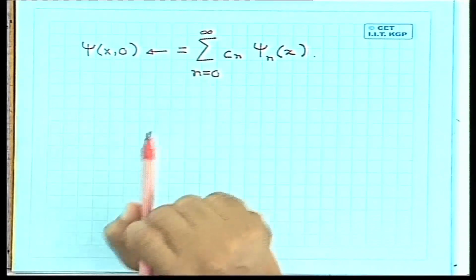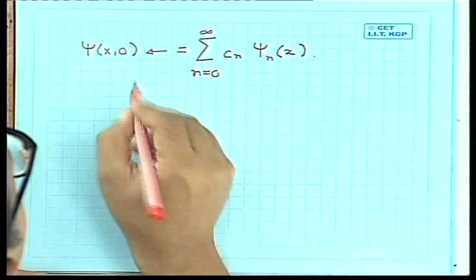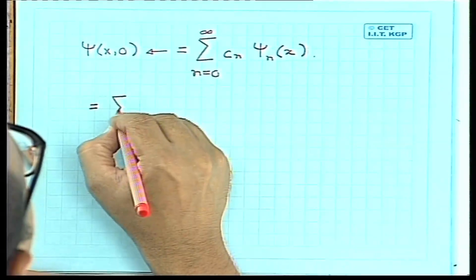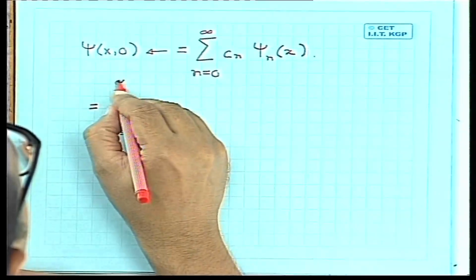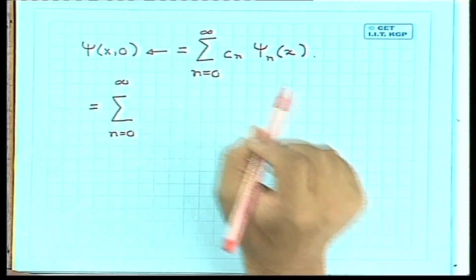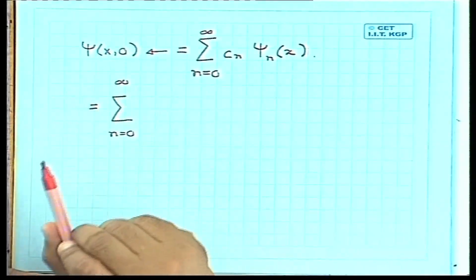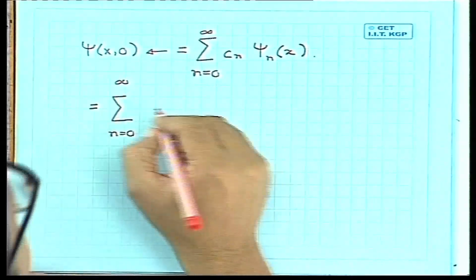Let us look at this a little more closely. The claim is that any arbitrary wave function can be expressed as a sum over n equal to 0 to infinity. These C n's are some numbers, complex numbers. You should not mistake them for the normalization coefficient capital C n. So the claim is that any arbitrary wave function at the initial time t equal to 0 can be expressed as this sum.